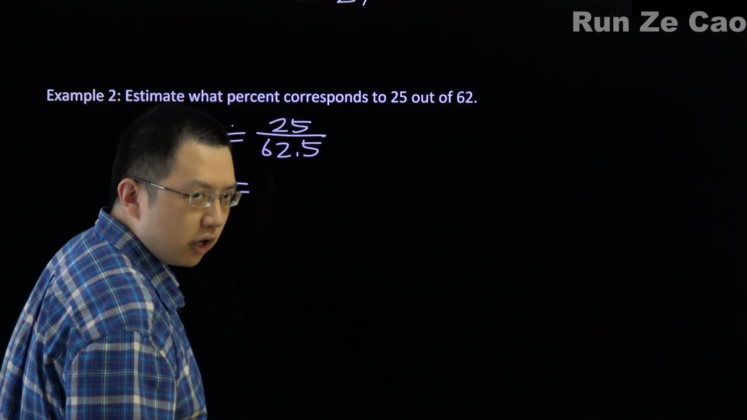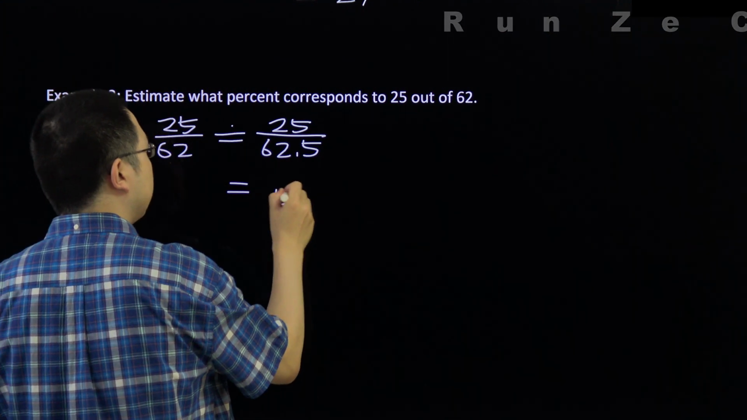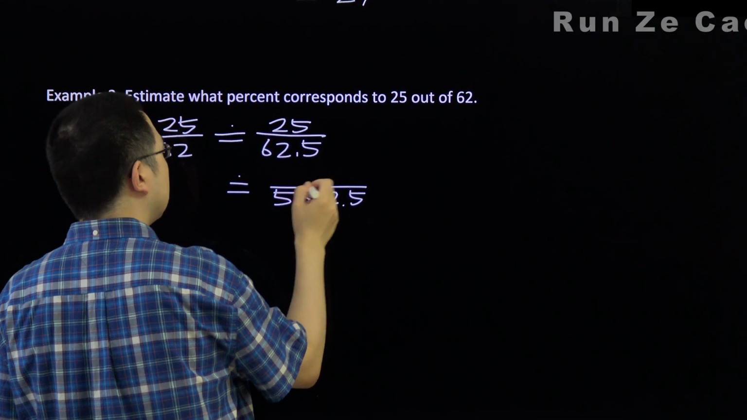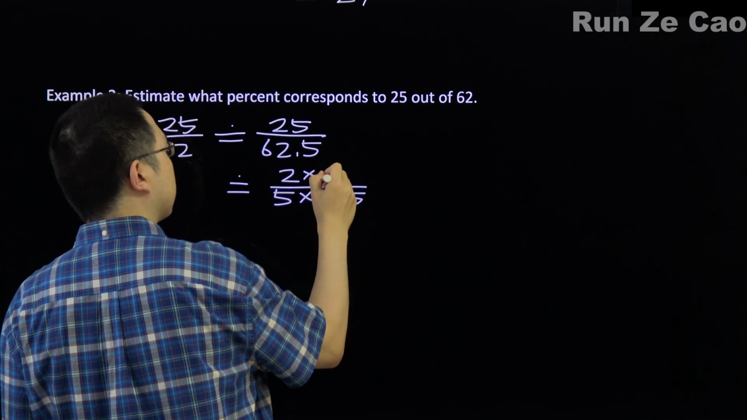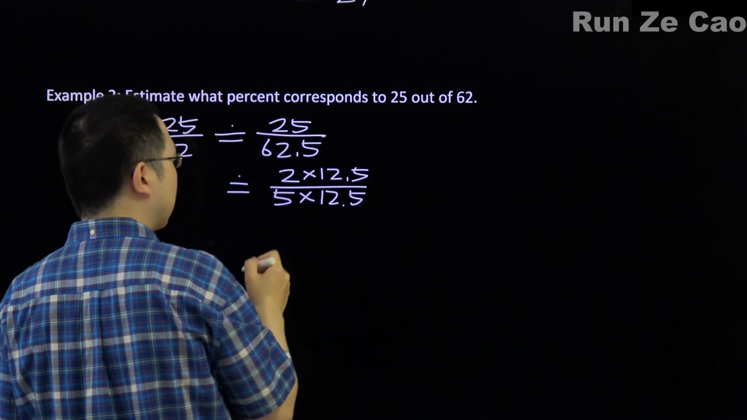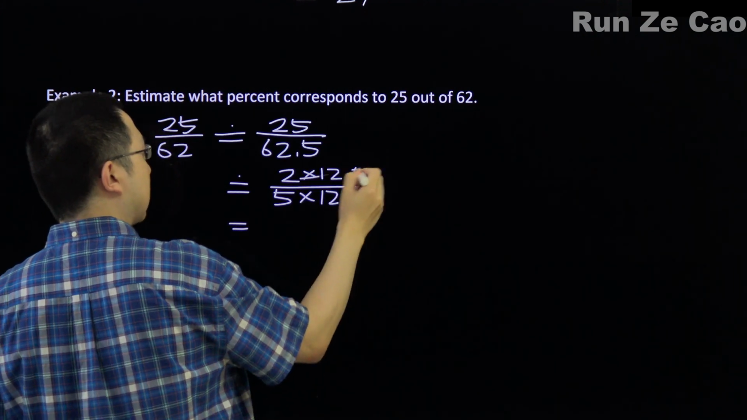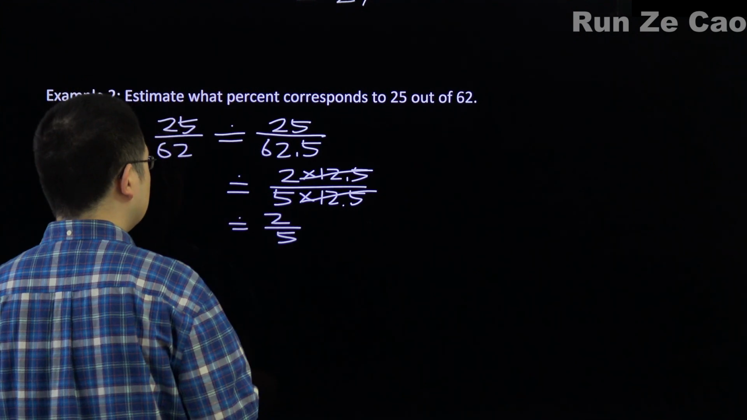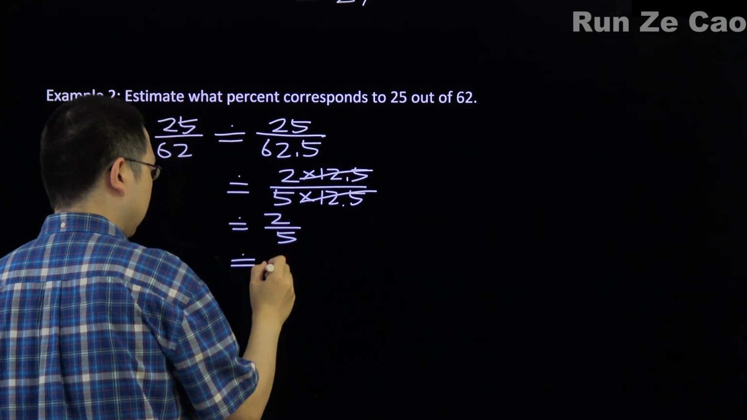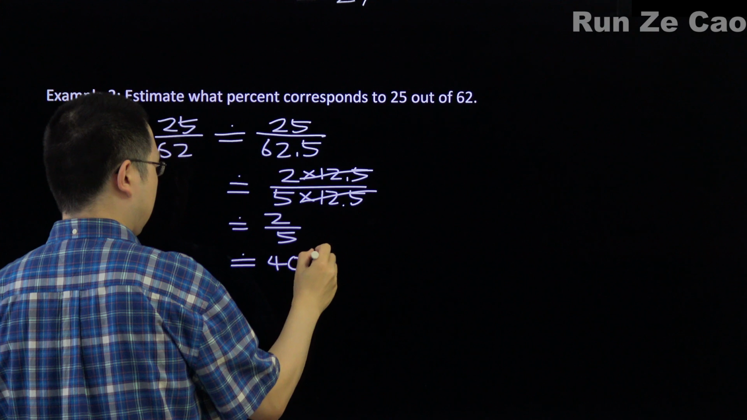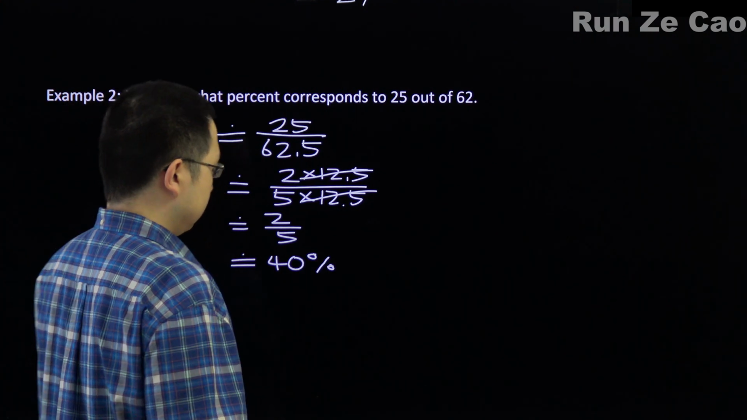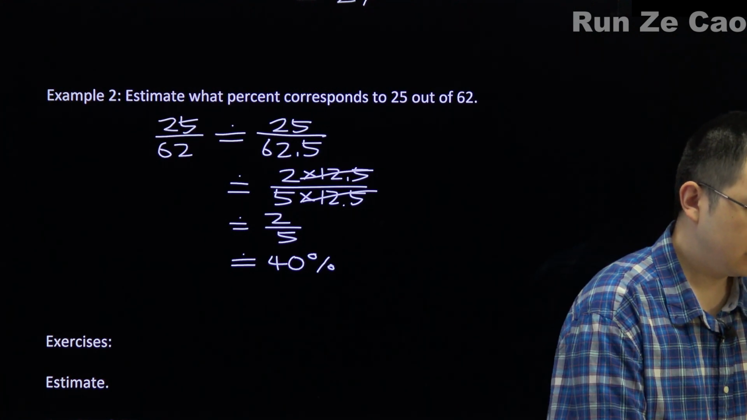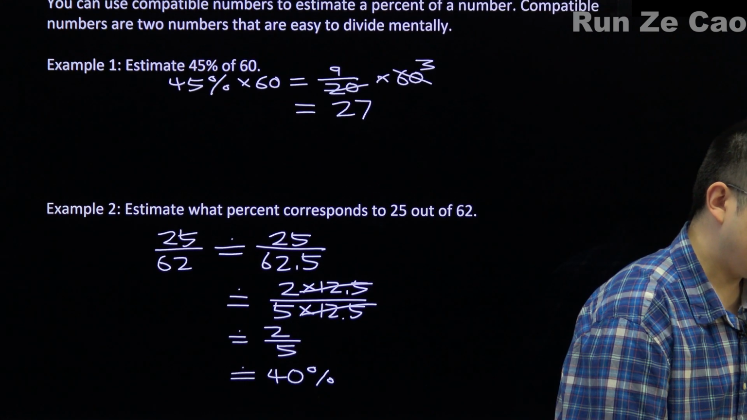Now, 62.5 is 5 times 12.5. And 25 is 2 times 12.5. Do you see where this is going? We can cancel these and we get 2/5 approximately. So it's approximately 40%. Okay? Right.